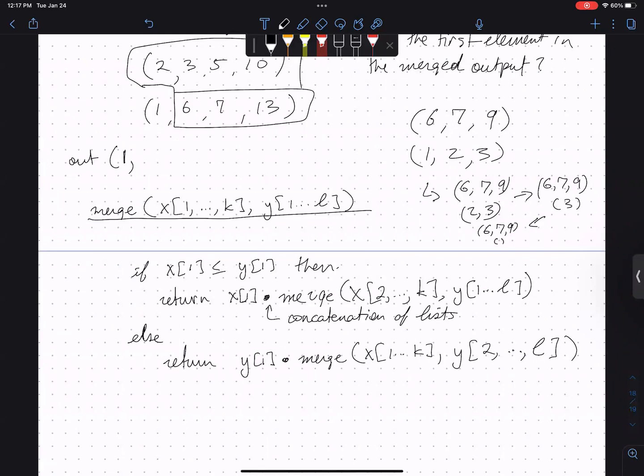And at this point, you say, okay, I don't have anything else in X. All my elements are now in Y, and they're sorted. So in that case, I just return Y. So if k is equal to 0, which is our way to indicate that the X array is empty, then return Y. And the same with the roles of X and Y reversed: if L is 0, then return X.